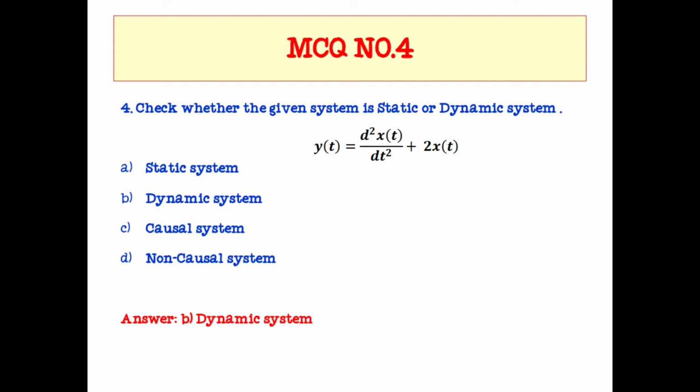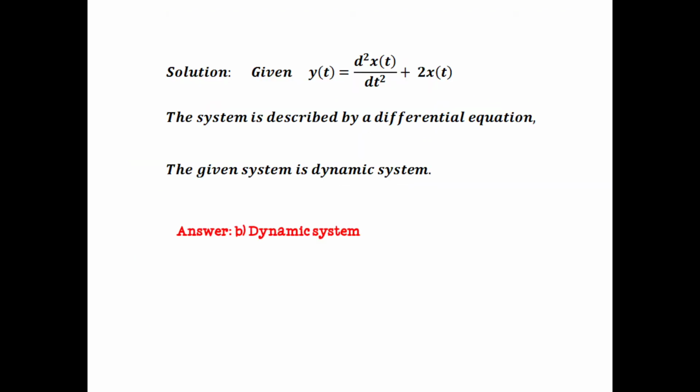Check whether the given system is static or not. You have been given a differential equation. So the answer is dynamic. So how? Y of t equal to d square x of t by dt square plus 2 x of t is the expression given. If the system is described by a differential equation, the system is a dynamic system. It has memory. So it is a dynamic system.